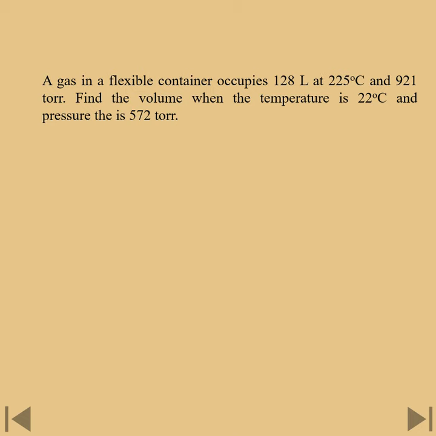And I would remind you that at any time you want to practice this on your own, just stop the video and do it on your own, and then you can see me doing it with you. Okay, a gas in a flexible container occupies 128 liters at 225 degrees C and 921 torr. Find the volume when the temperature is 22 degrees C and the pressure is 572 torr.